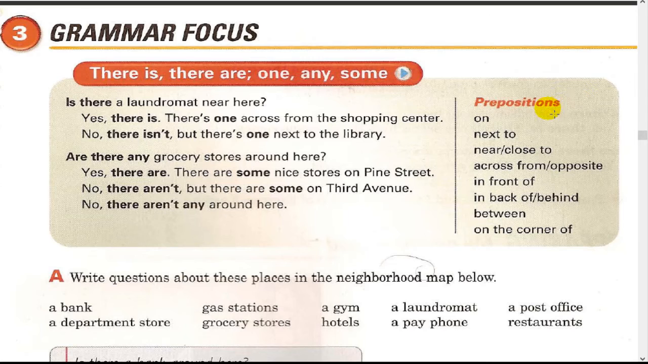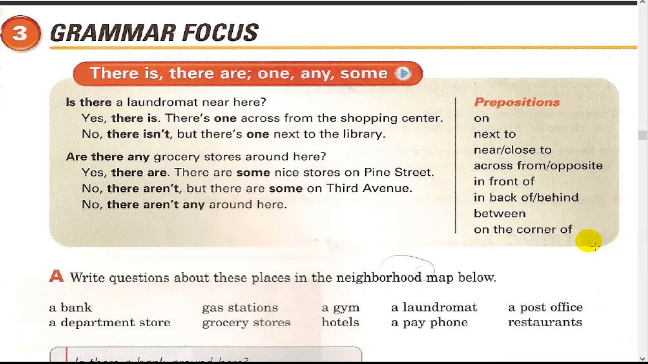Prepositions: on, next to, beside, near, close to, across from, opposite. British: opposite. In front of, opposite and in back of, behind, between, on the corner of.